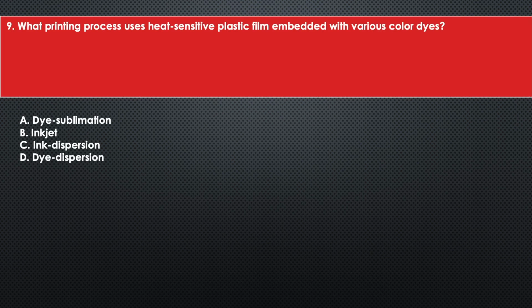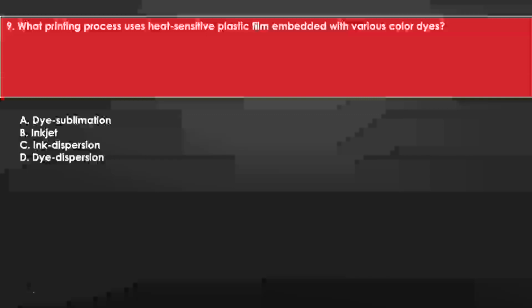9. What printing process uses heat-sensitive plastic film embedded with various color dyes? A. Dye sublimation. B. Inkjet. C. Ink dispersion. D. Dye dispersion. Answers: A. Dye sublimation. Printers use heat-sensitive plastic film embedded with various color dyes.